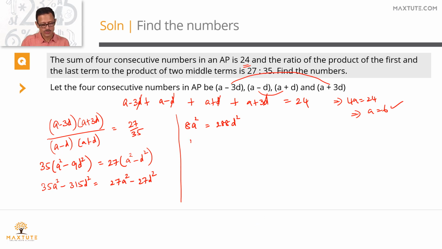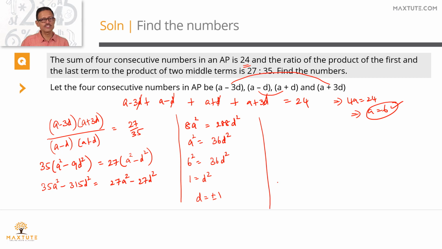Divide both sides by 8. So a square is equal to 36d square. What did we find the value of a as? We found the value of a to be 6. Plug it in here. 6 square is equal to 36d square. Divide both sides by 36. So we'll have 1 equals d square, which means d is equal to plus or minus 1.